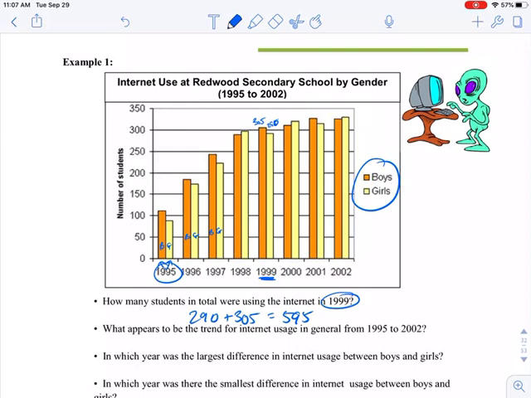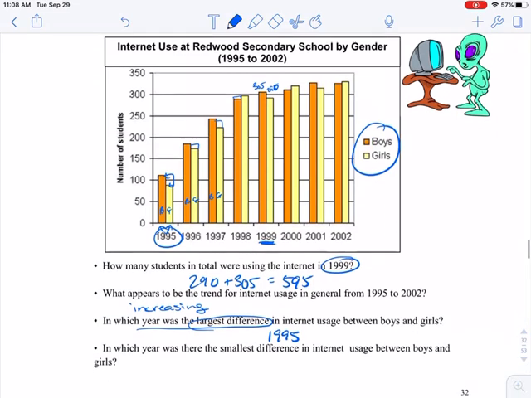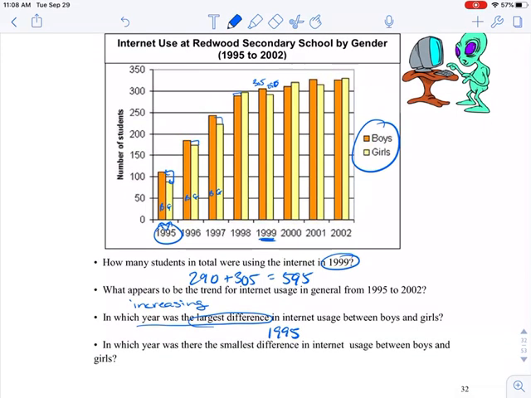What appears to be the trend in internet usage from 95 to 2002? It looks like it's increasing. In which year was the largest difference? So it would be the two different gaps. And it looks like the gap here between boys and girls in 1995, that's the biggest one. The rest are going to be a little closer together comparatively. And what year was the smallest difference in internet usage? Looks like 2002. The bars are pretty much the same height. So 2002 is going to be the least difference.